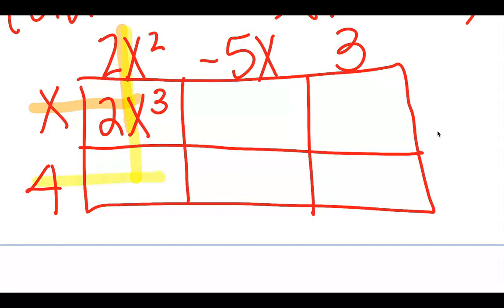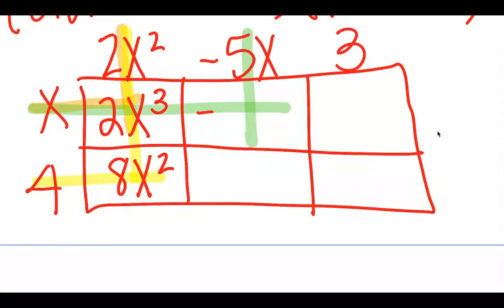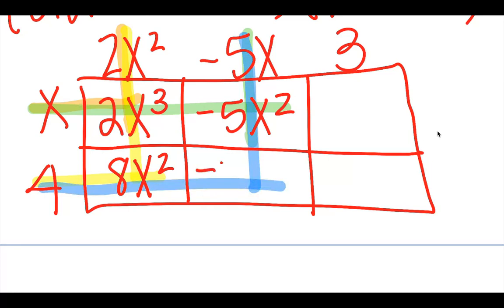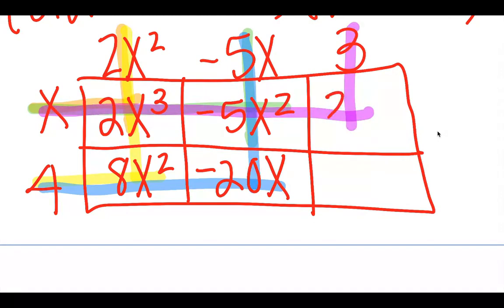Then I've got 2x squared times 4 is 8x squared. Negative 5x times x is negative 5x squared. Negative 5x times 4 is negative 20x. X times 3 gives me 3x. Then lastly, 3 times 4 is 12.